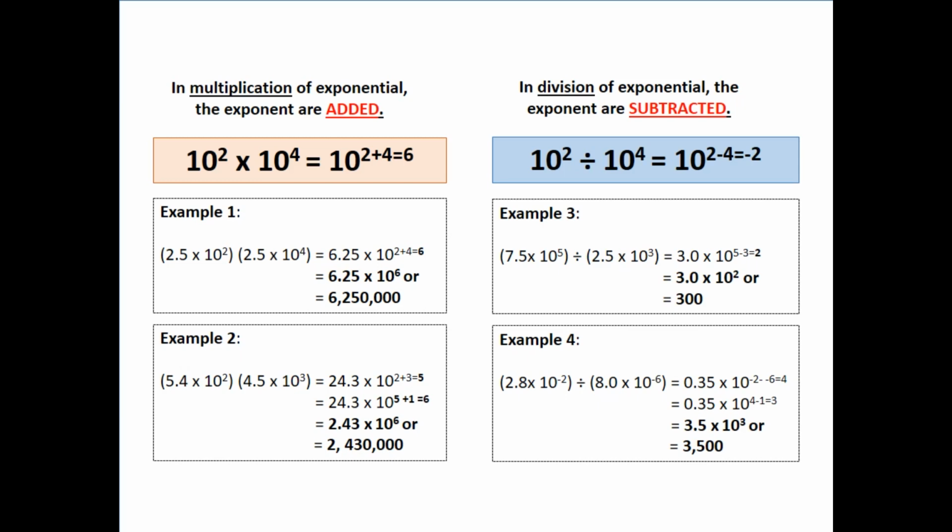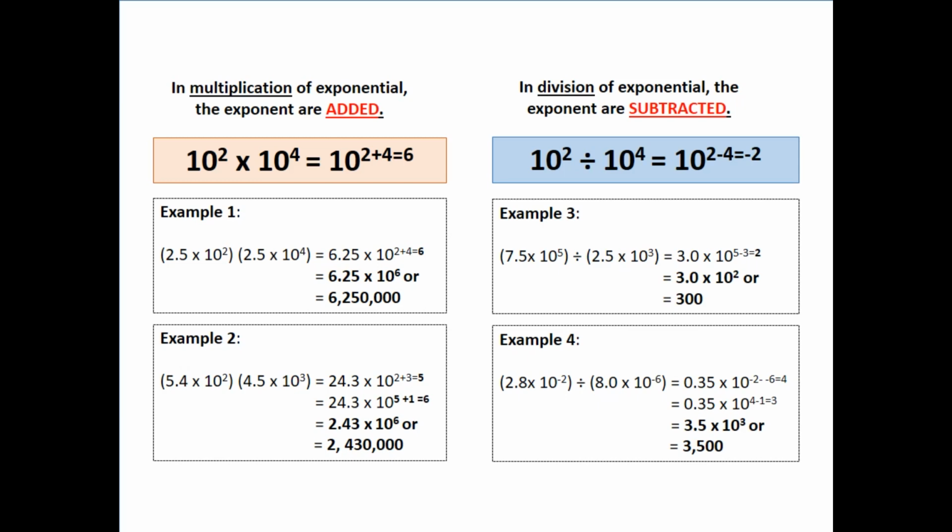So now let's talk about how to multiply exponential form. Okay? So in multiplication of the exponential, the exponents are added. Okay? So you know what we call an exponent. So for example, below you see 10 raised to the power of 2 times 10 raised to the power of 4. So the 2 and 4 are your exponents. Okay? So again, in multiplication, you add the exponents. So, your answer would be 10 raised to the power of 2 plus 4 is equal to 6. So, the answer would be 10 raised to the power of 6.